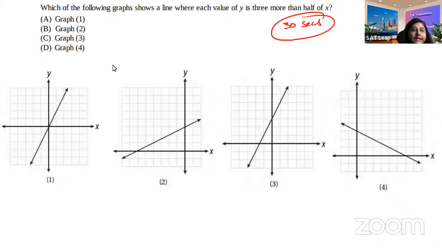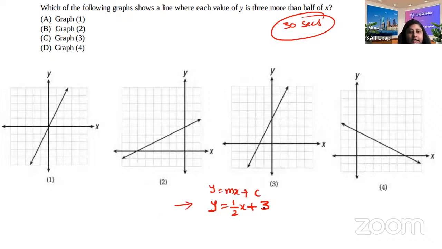Okay, let me announce the right answer. Stop working. Whoever is still working, please stop working. Pay attention here. They say which of the following graphs shows a line where each value of y is 3 more than half of x. So 3 plus half of x. Half means 1 by 2, of means multiplication, x. So this is the equation of a line, which is nothing but the mx plus c form.